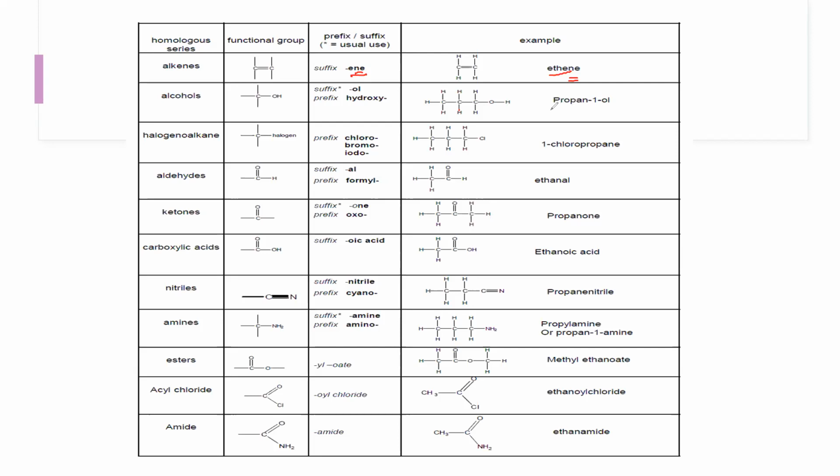So 3 carbon atoms are there, so it will be prop. Single bond between them, it's an. And for the functional group, the OH is positioned on the first carbon. That's why it is written 1-ol. So propan-1-ol.